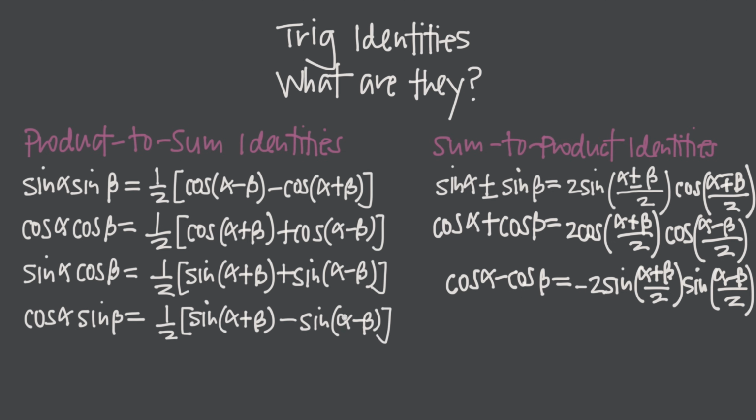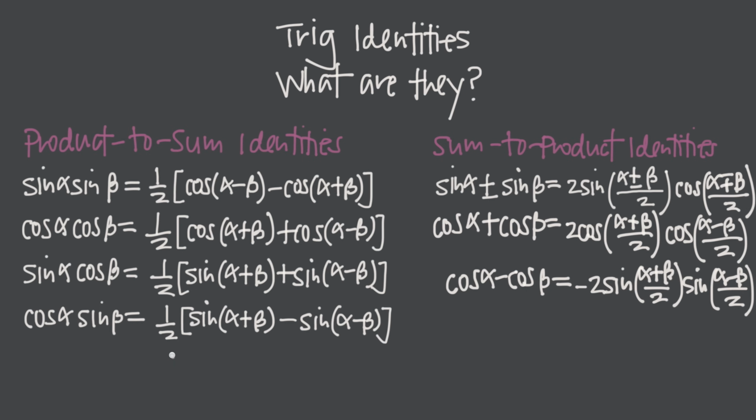Kind of like before, I have my own tricks for remembering them. These, for example, product to sum identities, I build them out just one step at a time. On the left here, I always remember that I start with sine, sine, then cosine, cosine. Sine, cosine is a natural order, and I do the 2 sines and then 2 cosines, and then I just have the mixed ones, sine and cosine, then cosine, sine. And I know I have alpha here first always, and beta here second always. So it's pretty easy for me to remember and build out the left-hand side.